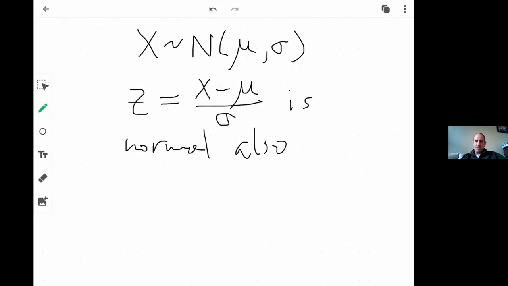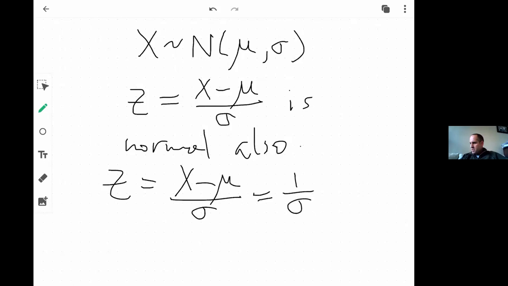All we've done is subtracted a number and then scaled it by a constant, right? Because look, Z is equal to X minus mu over sigma, but you could also think of that as 1 over sigma times X minus mu. So basically we've taken X, shifted it by its mean, and we've scaled it by 1 over sigma. And if you think about what that's going to do to the distribution or the density, it's going to have the same kind of shape, okay?